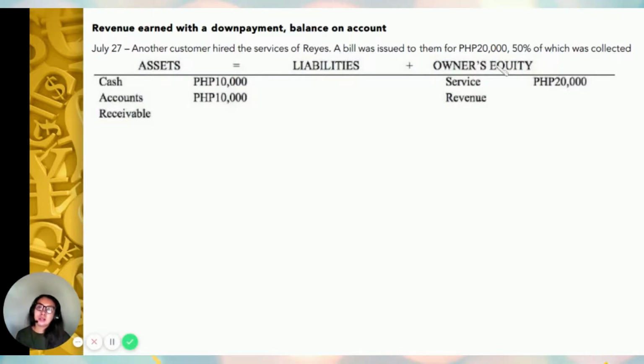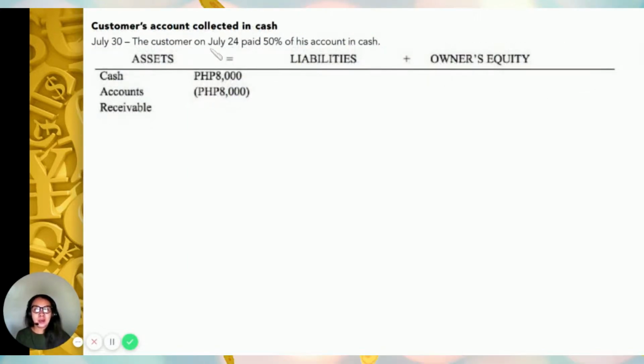And on the other side, that cash and receivable is actually for the service that was rendered. So we have service revenue. We have to recognize service revenue earned at 20,000. So our assets increased by 20,000, and then the owner's equity also increased by 20,000.